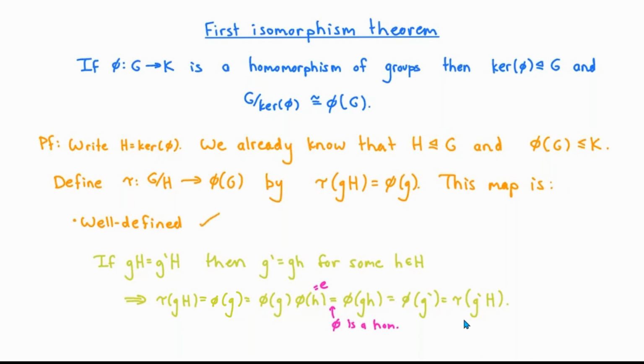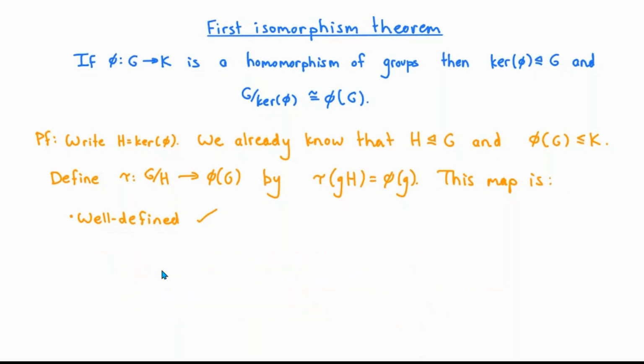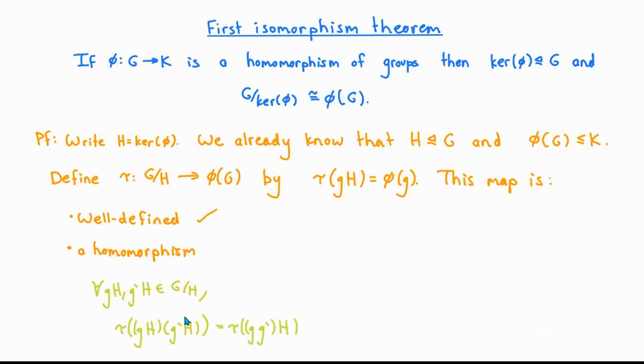So this shows that tau is a well-defined map which doesn't depend on the choice of representatives for the cosets involved. Now what we really want is to show that the map tau is an isomorphism of groups. So next, let's check that it's a homomorphism. Choose two cosets gH and g'H in the quotient group, and think about what tau does to the product of gH times g'H. Well, by definition of multiplication in the quotient group, gH times g'H is gg'H. And by the definition of the map tau, that's just equal to phi of gg'. But since phi is a homomorphism, that's equal to phi of g times phi of g'. And again, by the definition of tau, that's equal to tau of gH times tau of g'H.